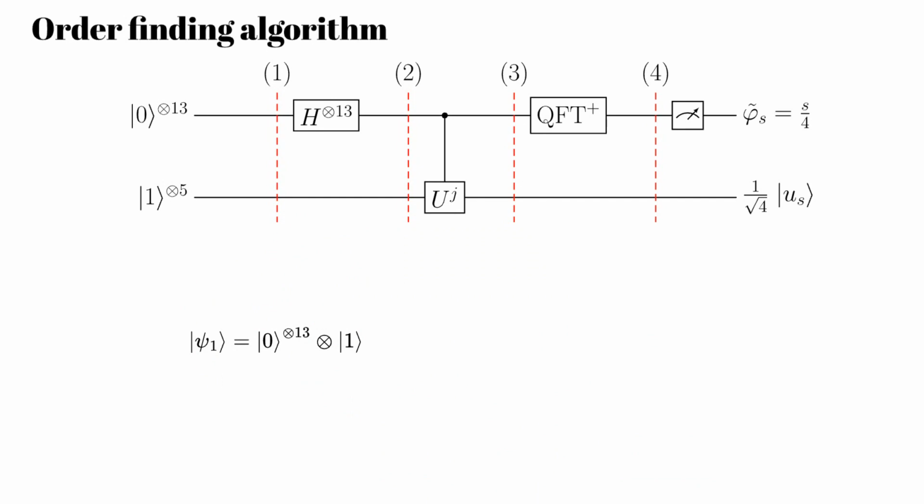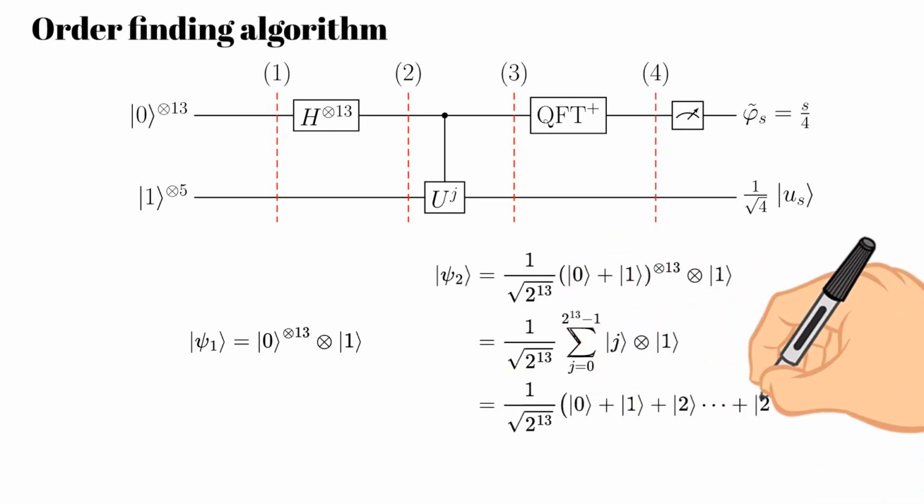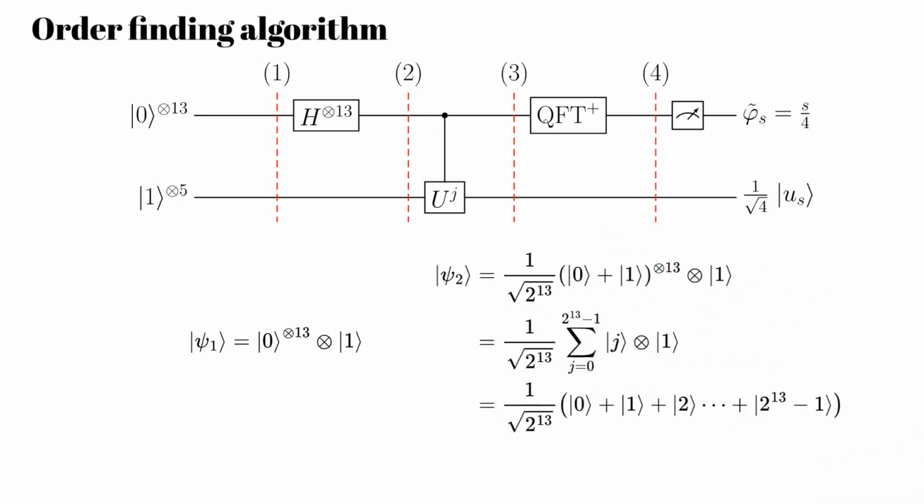Then we apply Hadamard gates to every qubit in the first register. Then we get state psi2. Because each qubit evolves from ket 0 to an equal superposition of ket 0 plus ket 1, the entire state of the first register becomes a uniform superposition of all possible bit strings from state 0 to state 2 to the power of 13 minus 1. Meanwhile, the qubits in the second register remain in state 1 as no quantum gate has been applied yet.